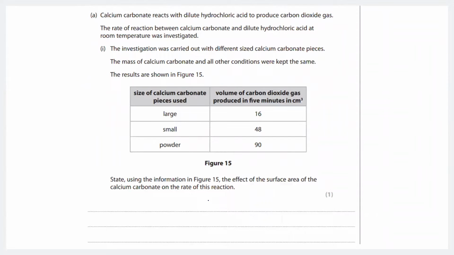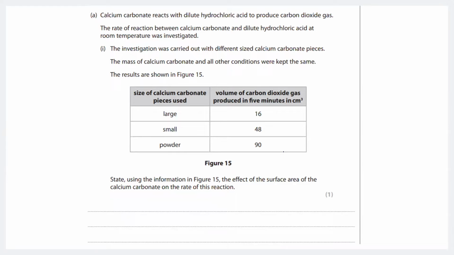Calcium carbonate reacts with hydrochloric acid to produce carbon dioxide gas. The rate of reaction between calcium carbonate and dilute hydrochloric acid at room temperature was investigated. The investigation was carried out with different sized calcium carbonate pieces. The mass of calcium carbonate and other conditions were kept the same. The results are shown in figure 15. The sizes of carbonate pieces used were large, small, and a powder, so it's ground up. Calcium carbonate is chalk, so you can grind it up. So the volume of gas produced goes up.